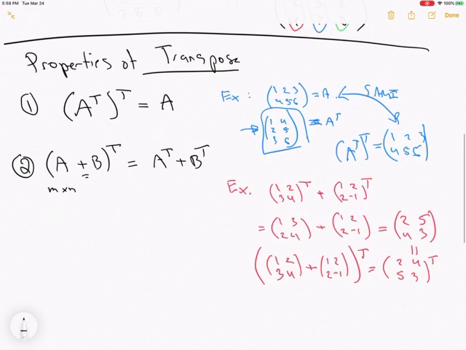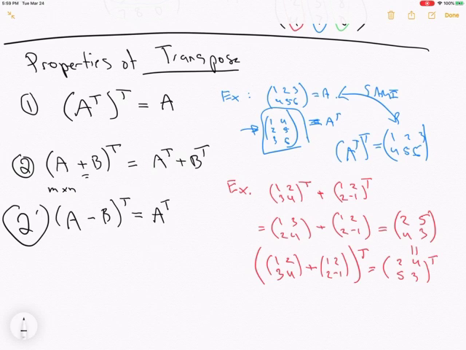And similarly, the exact same. So maybe I'll just write this as like a 2 prime. It behaves well with respect to subtraction. That just follows immediately from addition. Sorry. So it behaves well with respect to subtraction, addition and subtraction of matrices.